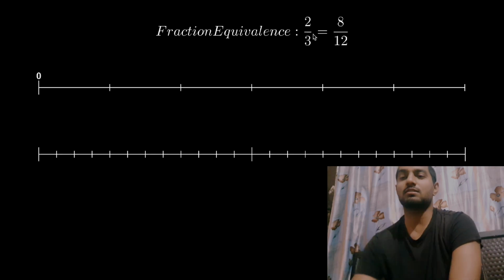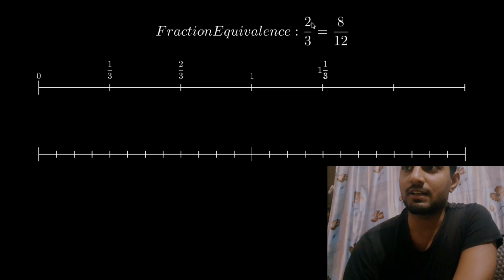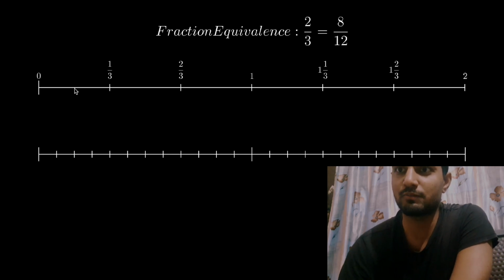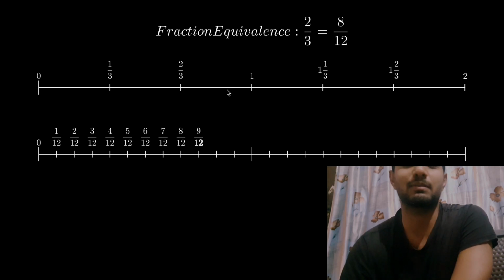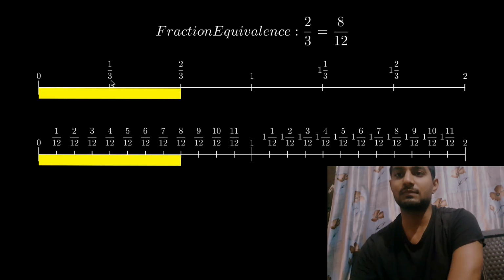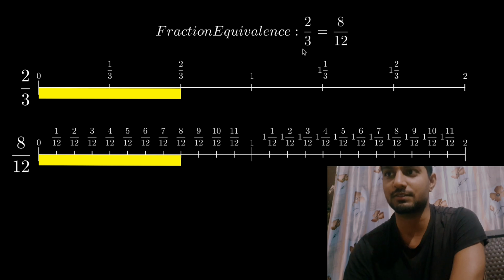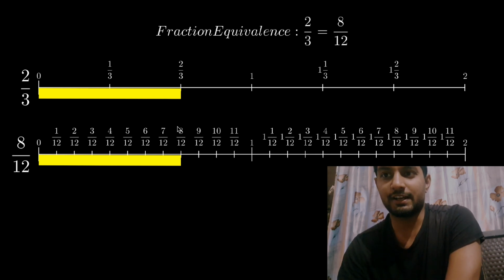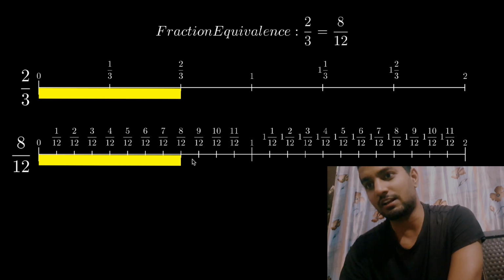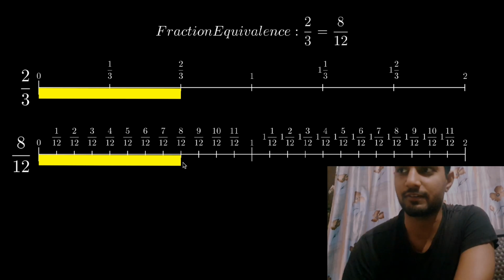So on the previous slide, we see 2 by 3, right? Which means that 0 and 1 are divided into 3 parts, and 2 have been filled. So these 2 get filled and this third will be empty. So 2 by 3 also makes sense, right? This whole thing, 0 to 1, has 3 equal parts, and 2 are filled. In the same way, 8 are filled over here and 4 are left, like a total of 12 compartments here, and 8 are filled.